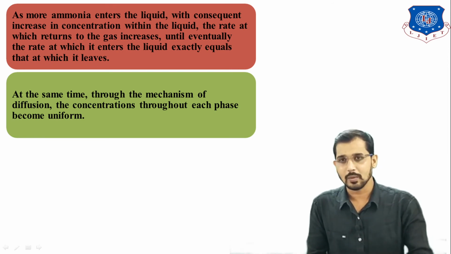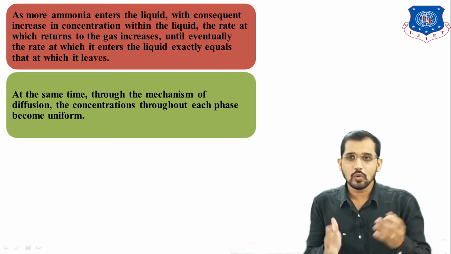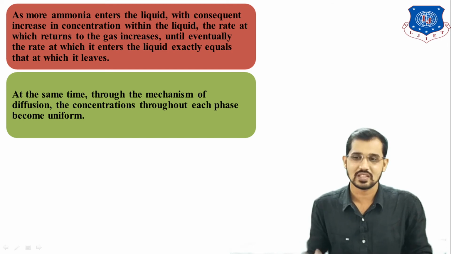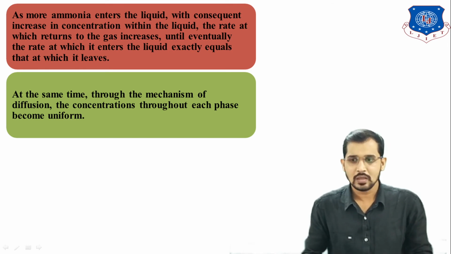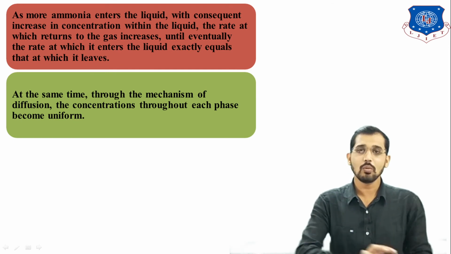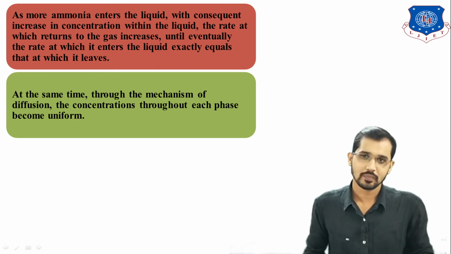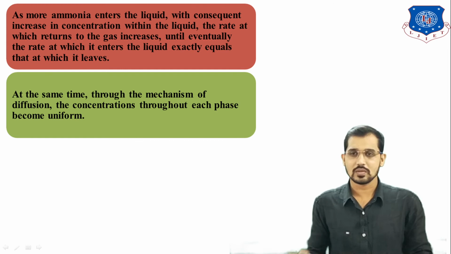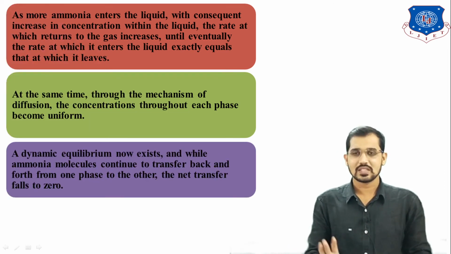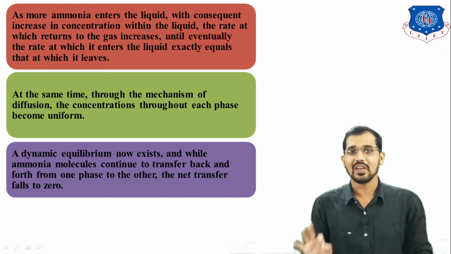But at equilibrium, the component composition in both phases, the gaseous phase and the liquid phase, is the same. At that time, I can say chemical equilibrium exists. So this is the meaning of this last point. Through the mechanism of diffusion, the concentrations throughout each phase become uniform, meaning there is no concentration gradient available. At that time, I can say a dynamic equilibrium now exists.